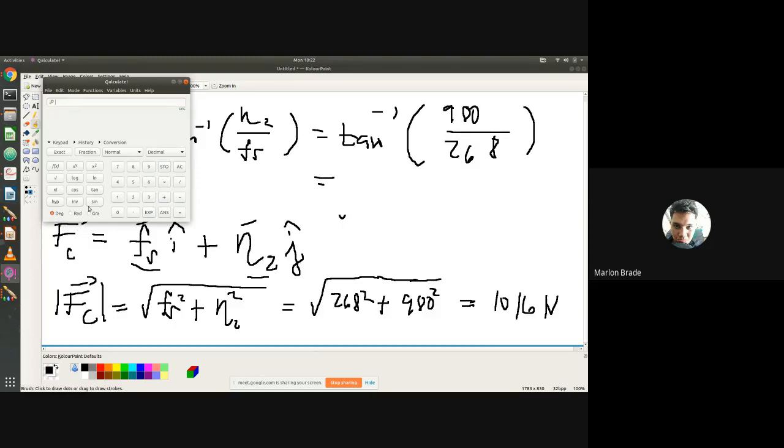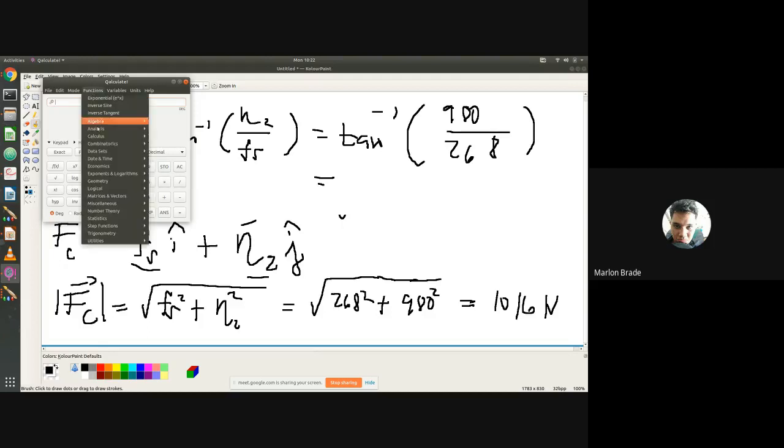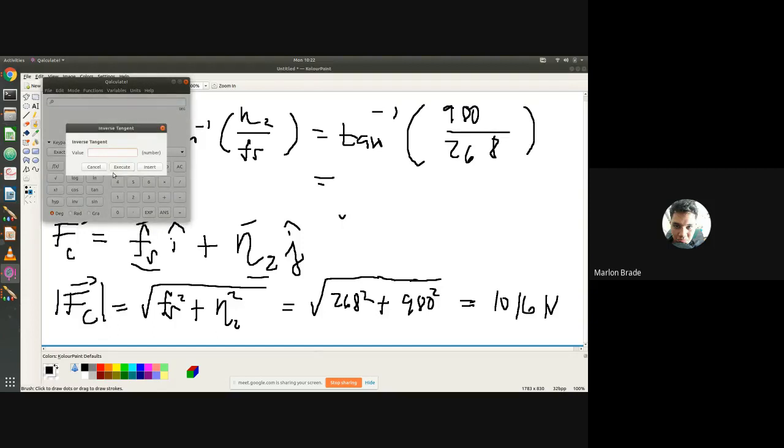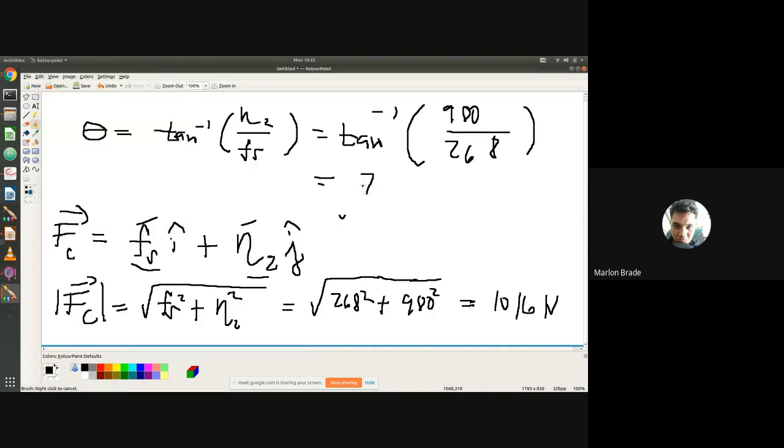Using the inverse tangent function, the answer is 3.66. So executing, that is 74.7. So this is 74.7.